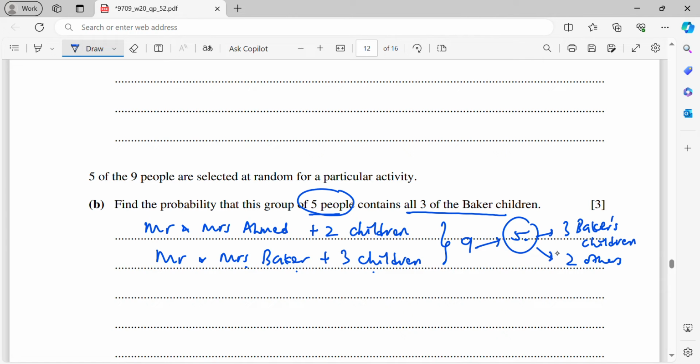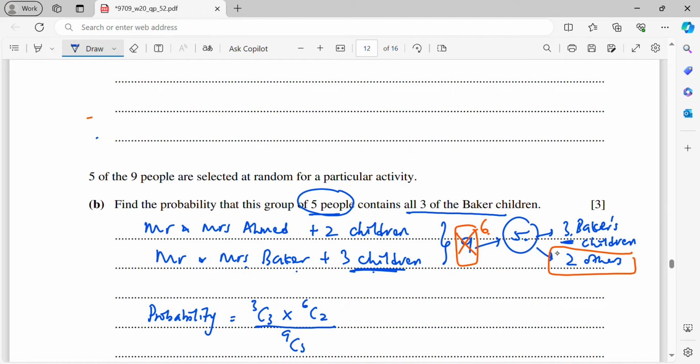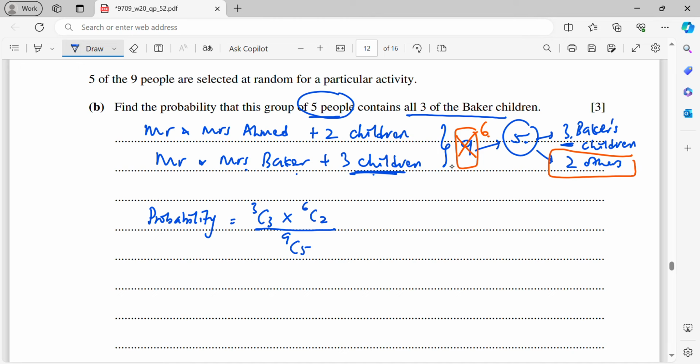Alright, so from here, my probability will be 3 Becker's children, you choose 3. So 3 choose 3. And now remember, there are a total of 9. Since you have chosen 3, that means no more 9, left 6. So from this 6, we need to choose another 2. So it will be times 6 choose 2. Since this is probability, now you have to divide by the number of selections. Selection will be 9 choose any 5. So then this is going to be 15 over 126. And at last, it will be 5 over 42. So that's the solution of this question.